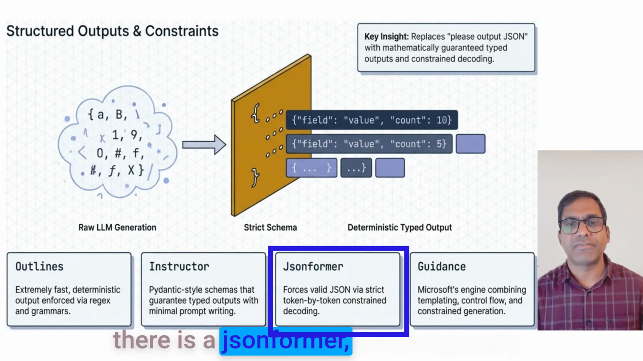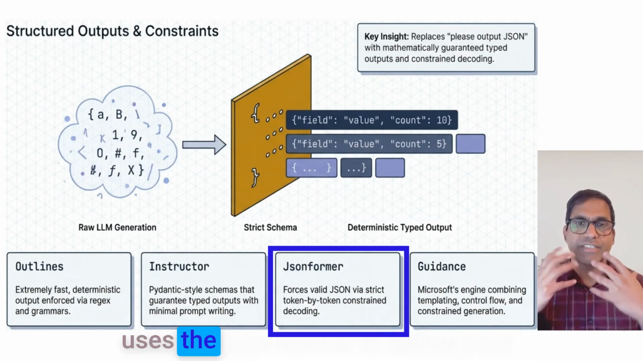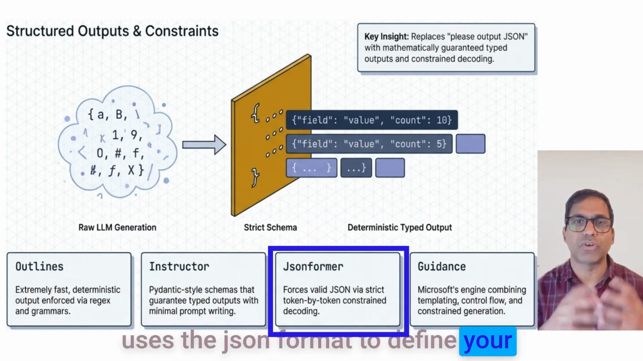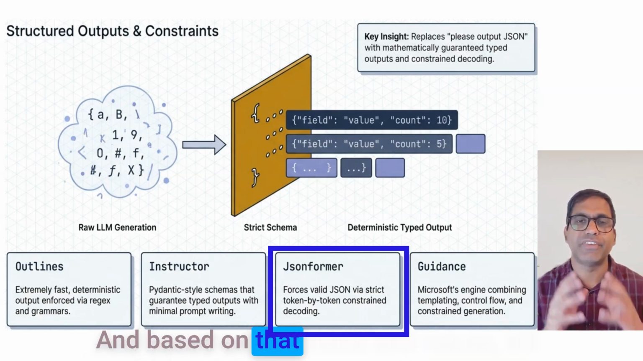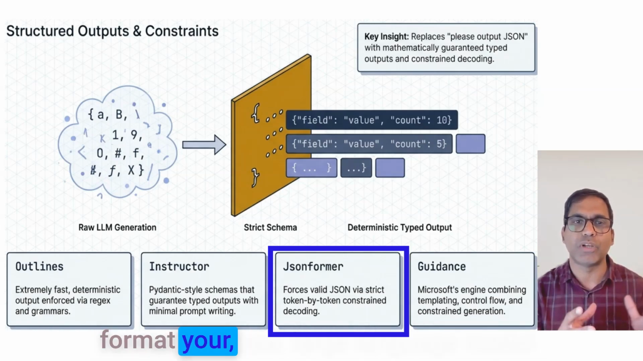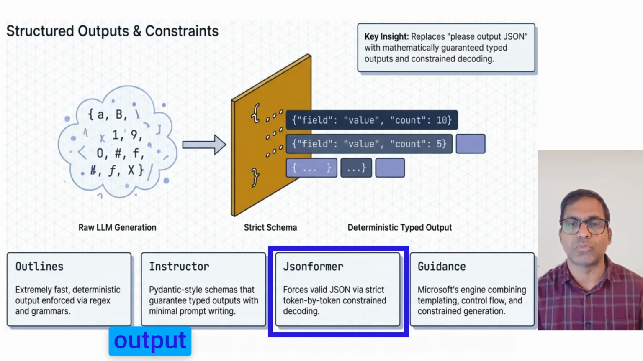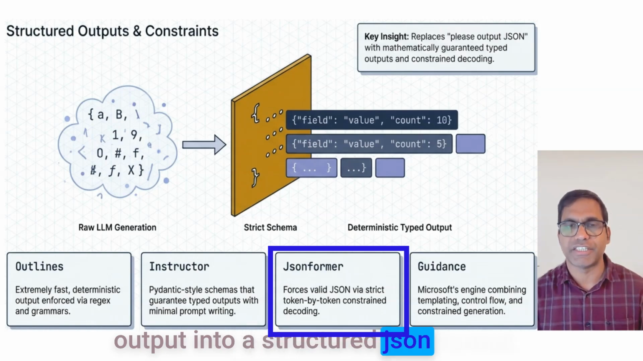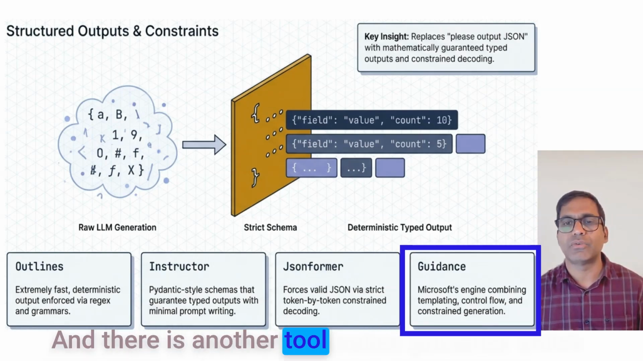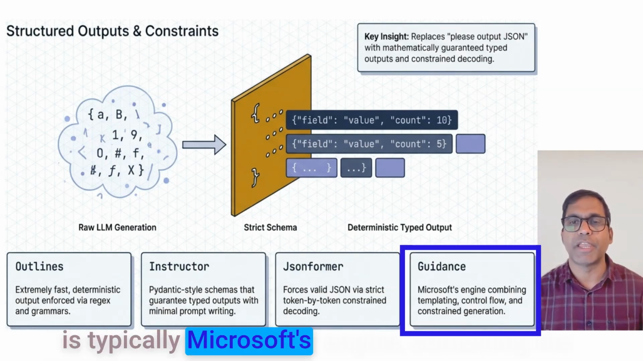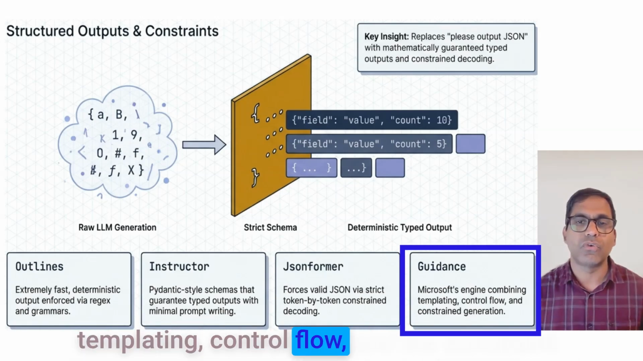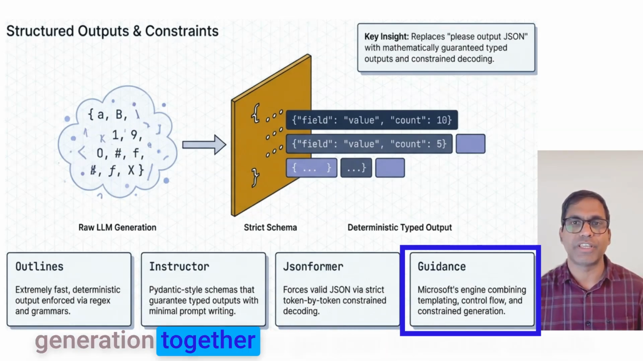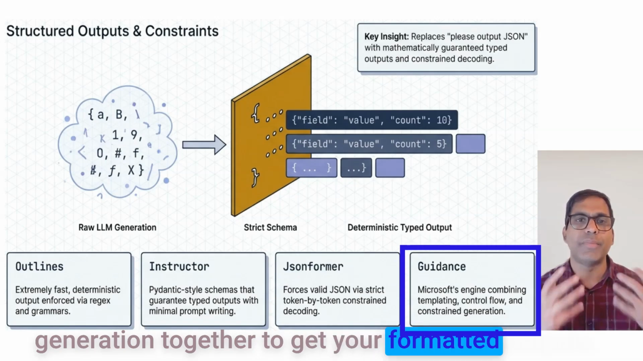There is JSON Former, which typically uses the JSON format to define your output, which has fields and values. Based on those fields and values, it will format your raw large language model output into a structured JSON format. And there is another tool called Guidance, which is Microsoft's engine, combining templating, control flow, and constraint generation together to get your formatted outputs.